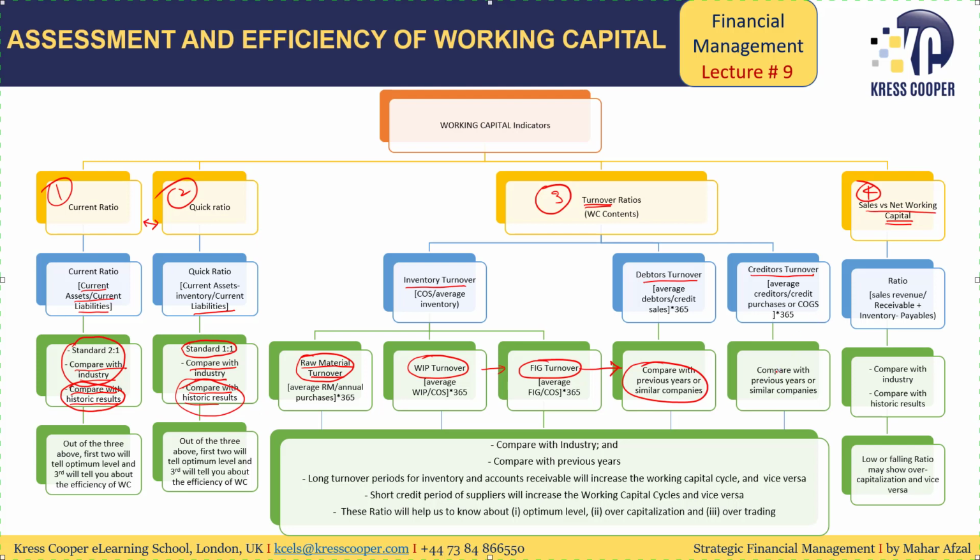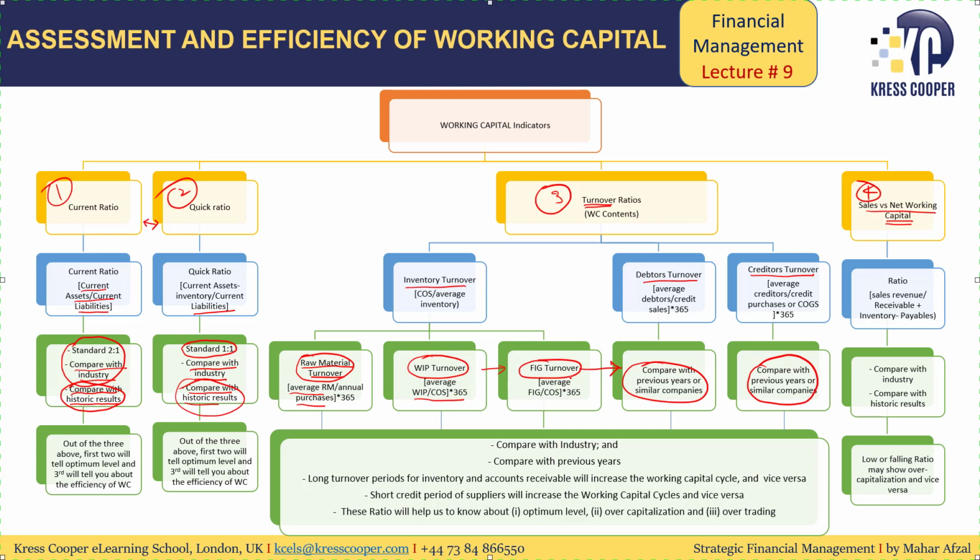In the same way, creditors turnover ratio will help us to understand how quickly we are paying to the creditors. And how to calculate these ratios. Raw material turnover is equal to average raw material divided by average annual purchases into 365. Work in process turnover is equal to average work in process divided by cost of sale into 365.